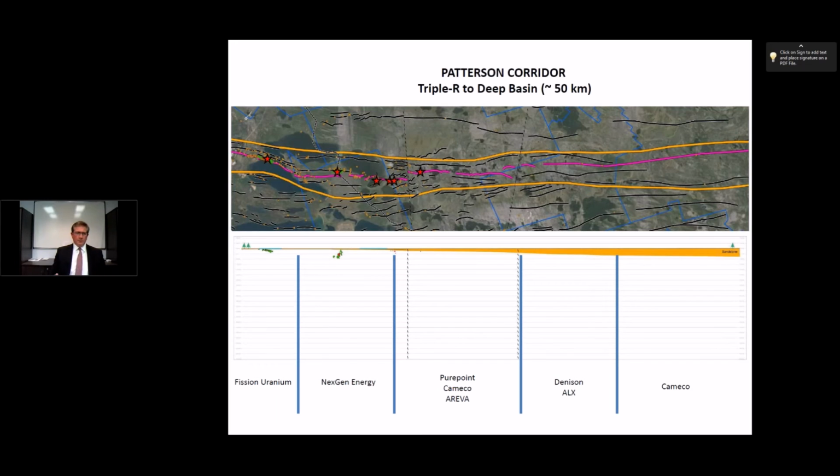And if you look at the cross-section beneath the map here, you can see that layer of sandstone, the orange running along it, and it does get quite deep as you move to the right. Within the boundaries of Hook Lake, Purepoint's Chemical Arena property, the average depth to the bottom of the sandstone is about 200 meters. As we get into the Denison and ALX project, we're looking at an average depth of more like 450 meters, and as we get beyond that to the north, it does start to fall off rather quickly. And we're looking at 700 meters of sandstone before you get down to that basement rock.